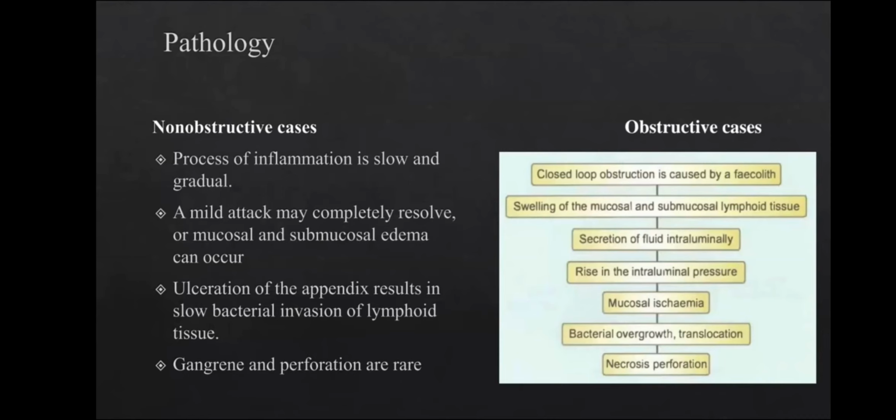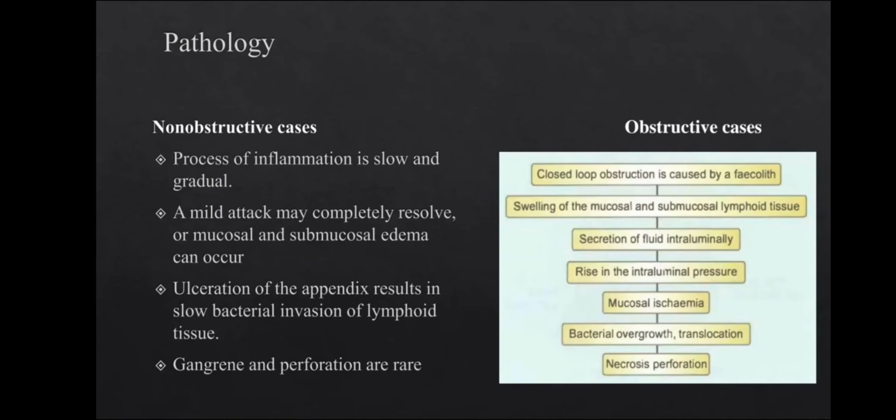The pathology: we have told obstruction can occur in appendicitis, so we take it as obstructive cases and non-obstructive cases. In non-obstructive cases, where there is no blockage, what happens? The process of inflammation is slow and gradual, and a mild attack may completely resolve, or mucosal and submucosal edema can occur. Means it will not lead to that much. It can resolve by a mild attack.